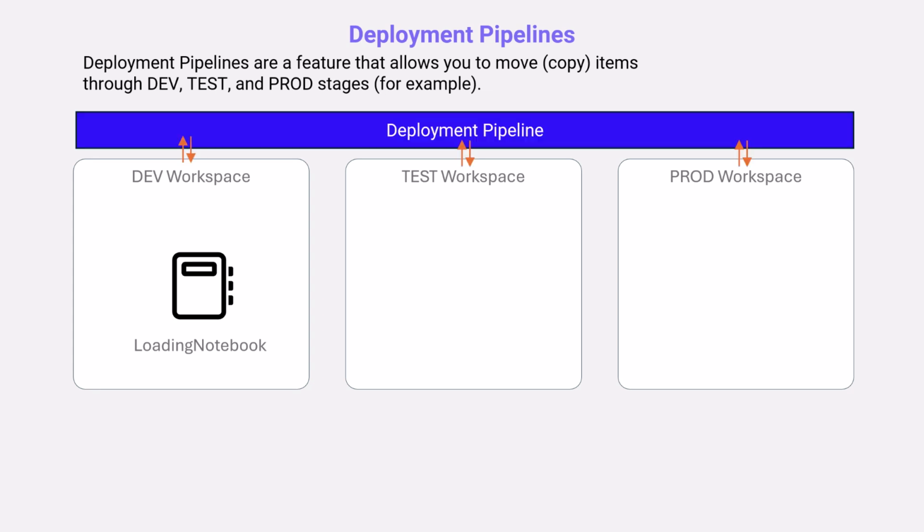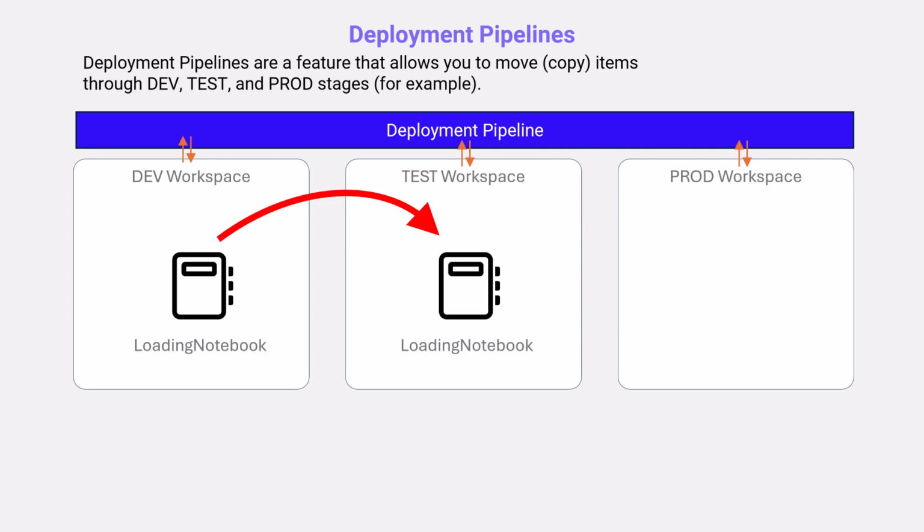We can connect these workspaces to a deployment pipeline, and then use the functionality of the deployment pipeline to copy items from the dev workspace to the test workspace. The goal is that you can then test whatever you're working on, whether that's a notebook, with proper unit testing, end-to-end testing, data quality testing, whatever your tests might be. Then when you're happy with it, you push it into the production workspace, again via that deployment pipeline.